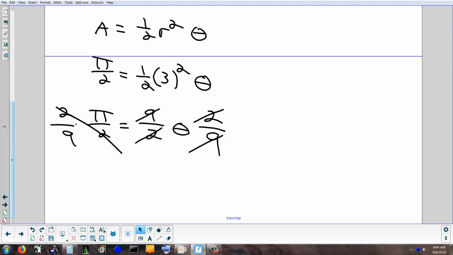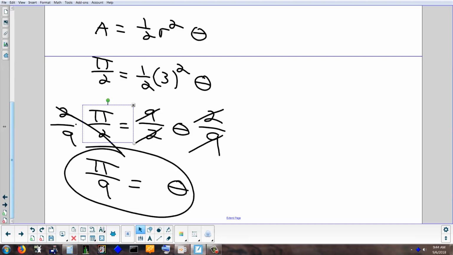Okay. So now you've got pi over 9 equals theta. And you're done. You don't need a label on that because it's automatically assumed pi over 9 is in radians. Okay, it's a lot shorter than the last one. Any questions on that?